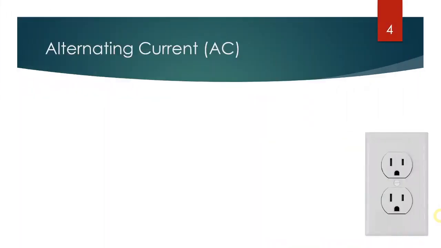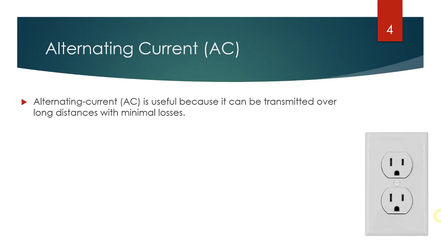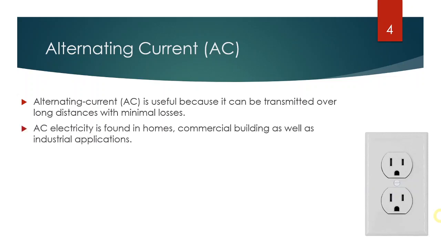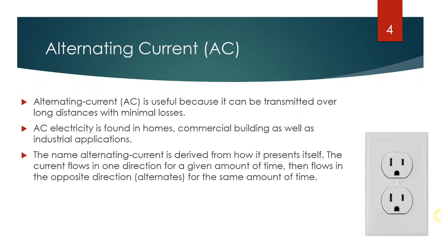Alternating current is useful, and is why we use it at home, because we can transmit it over long distances with minimal losses. And the electricity that we use out of the outlet in our home is alternating current. Of course, in commercial buildings as well as industrial applications, we also use alternating current. In industrial applications, it is three phase instead of single phase. I'll show you what single phase is in this presentation.